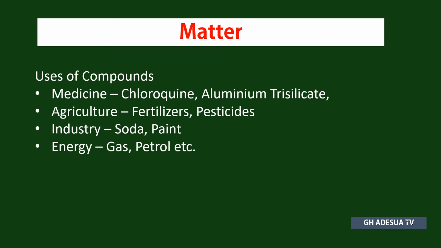Now compounds can be used in various ways. They are used in medicine. The chloroquine you take, aluminium trisilicate, or what you call gin, all these are medicines that are chemical compounds. If you come to agriculture, we have fertilizers, NPK, we have pesticides, we have weedicides, etc. Now all these are chemical compounds.